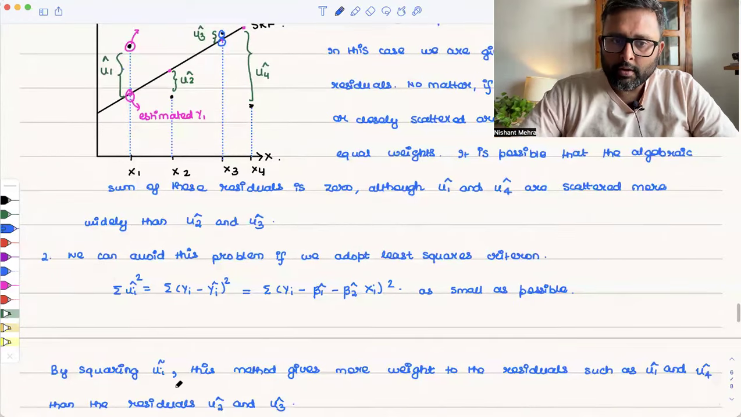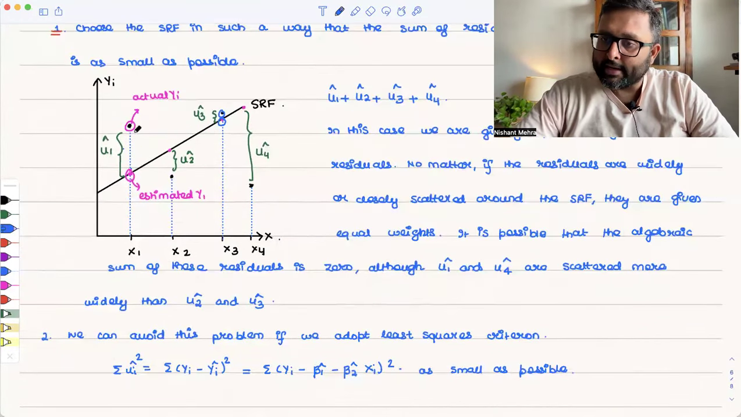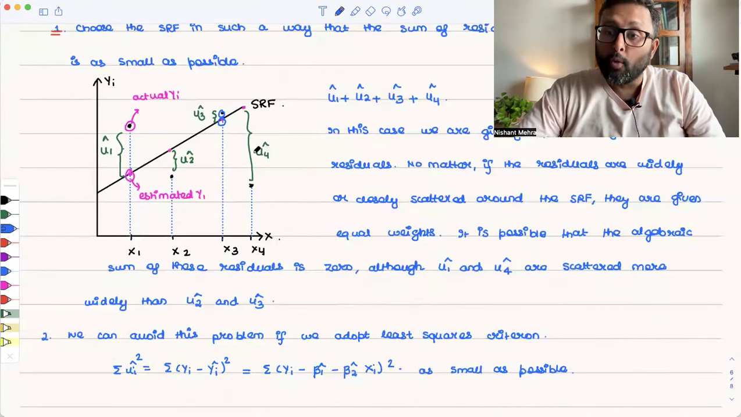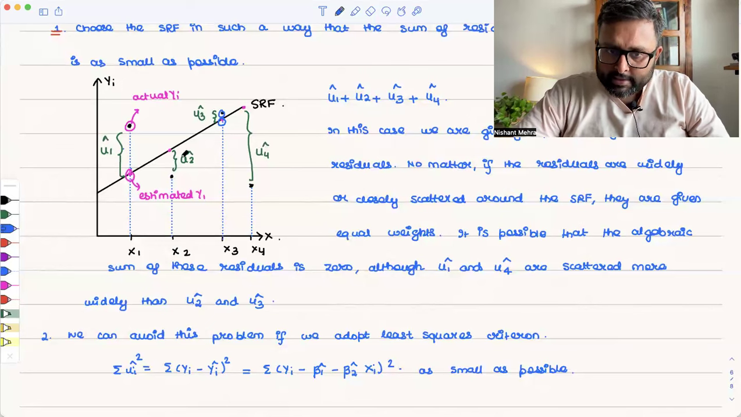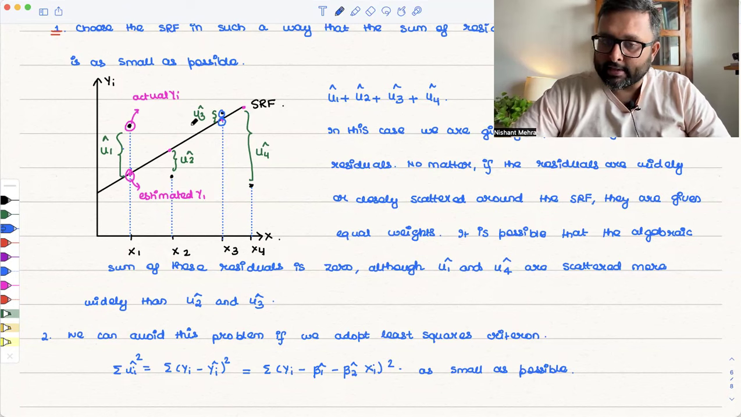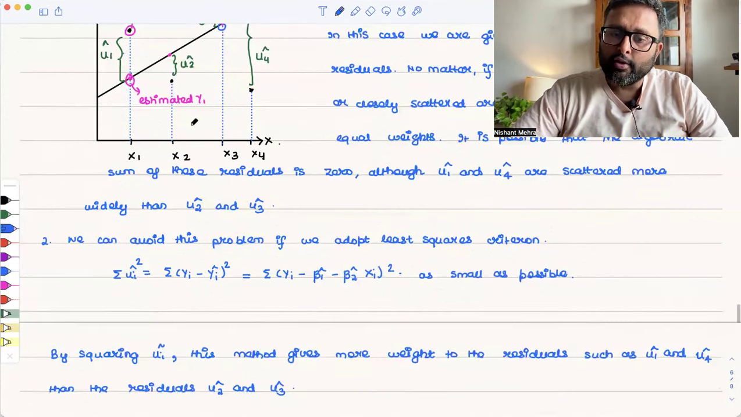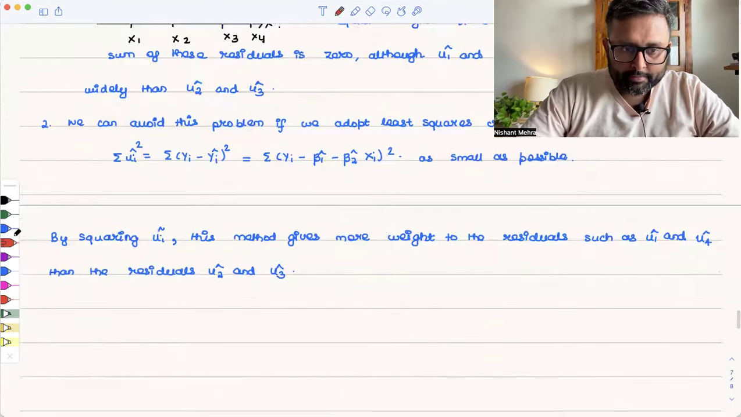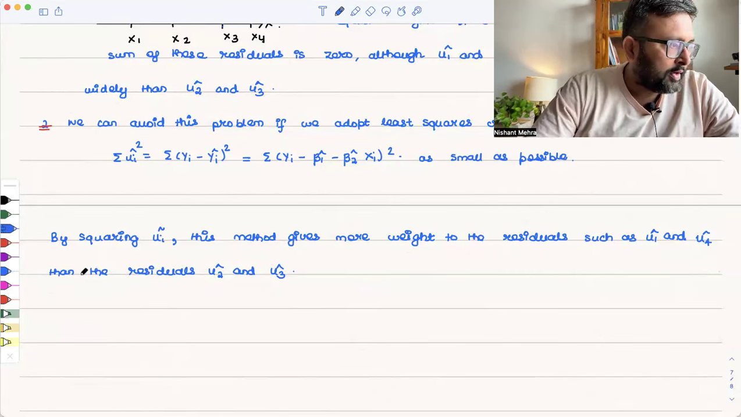That is what you are seeing here. So the more widely scattered these residuals, the more weight you are giving. The less widely scattered residuals, u2 hat and u3 hat, are less widely scattered around the sample regression function. They will be getting the lower weight. Right.